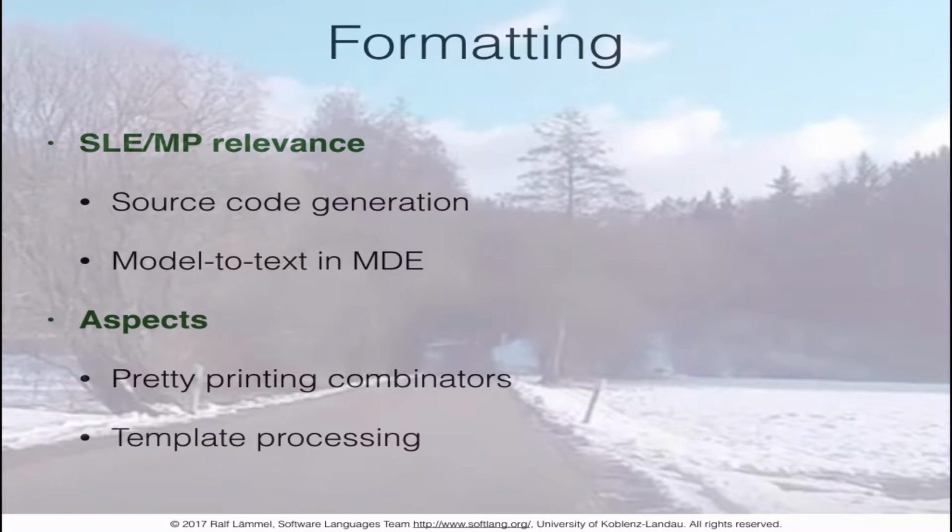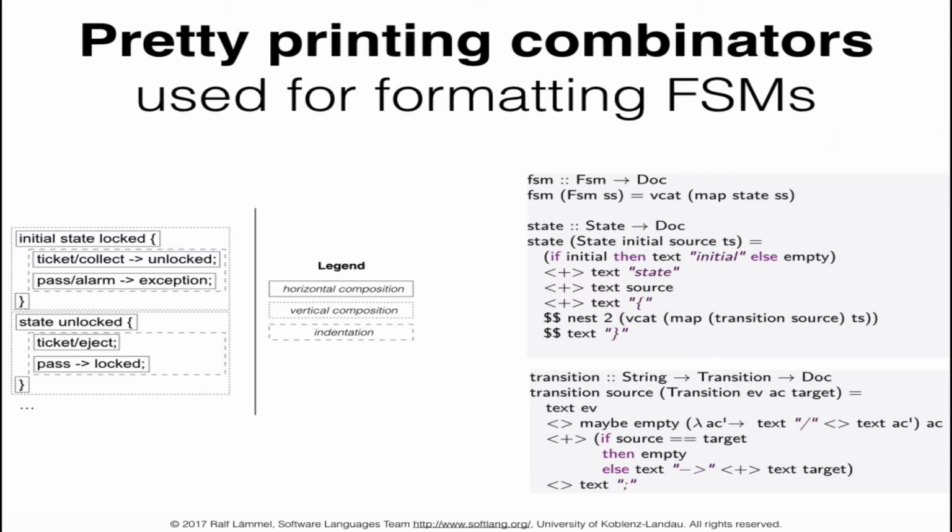All right, formatting, another topic. It's sort of the opposite of parsing, and we need it when we need to generate source code, and in the context of model-driven engineering, it would be called model-to-text. So let's say we want to pretty print finite state machines. Finite state machines should be laid out like this, that we use appropriate indentation, appropriate vertical layout, and that some of the things, like the transitions, are horizontally laid out.